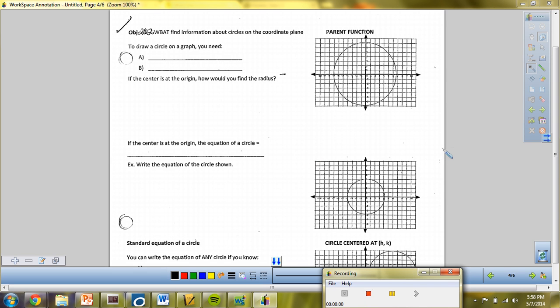Okay, so today our objective is dealing with these circles that we've been seeing all unit, but now we're focusing on circles on the graph instead of just circles in space, right? So we're specifically focusing on circles on a graph.